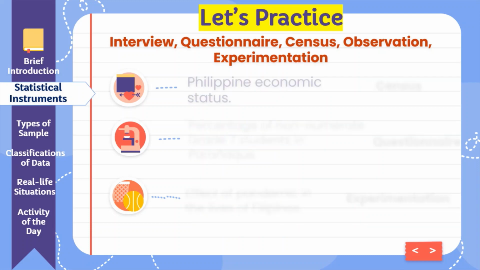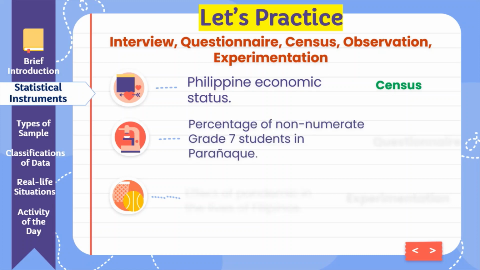Okay, next po is Philippine economic status. So, yung status na ekonomiya natin, that is census. So, siyempre tatanungin yung bawat pamilya kung magkano ba yung income sa isang buwan, magkano yung ginagastos. So, kasama po yan sa census para malaman po kung ano ang economy natin ngayon, bumababa ba or tumataas. Percentage of non-numeric grade 7 students in Paranaque. So, para malaman natin yan, gagamit tayo ng questionnaire. So, para malaman natin kung yung percentage ng grade 7 student.